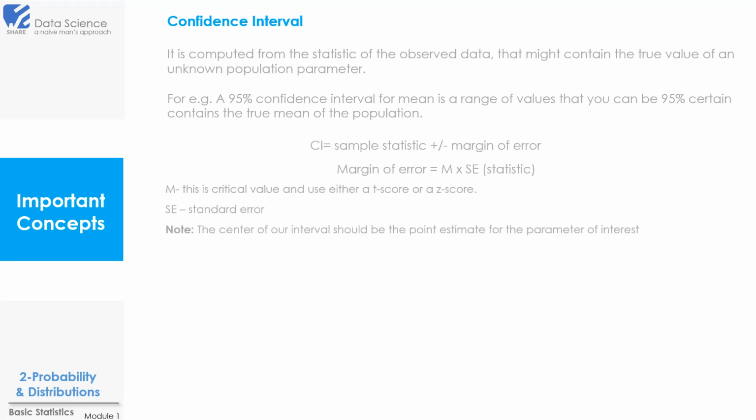Now confidence interval is given by this formula. First is the sample statistic, such as mean, standard deviation, etc. of the sample, plus minus margin of error. Now margin of error is given as m into standard error. So m is a critical value here. You can use either t-score or z-score. And standard error is the standard error of the sample statistic, meaning standard error of the mean or standard deviation, etc. for which we are calculating the confidence interval. Also, the center of our interval would be the point estimate. Basically, the sample statistic that is shown here is the point estimate.